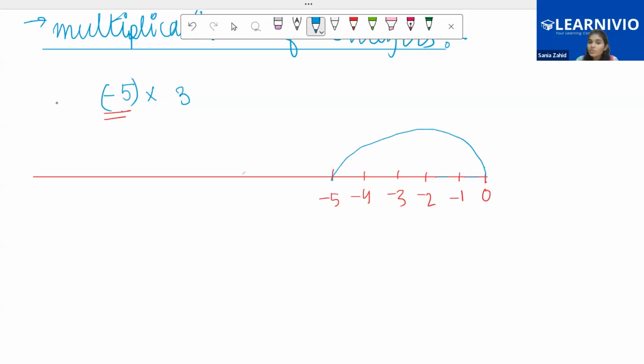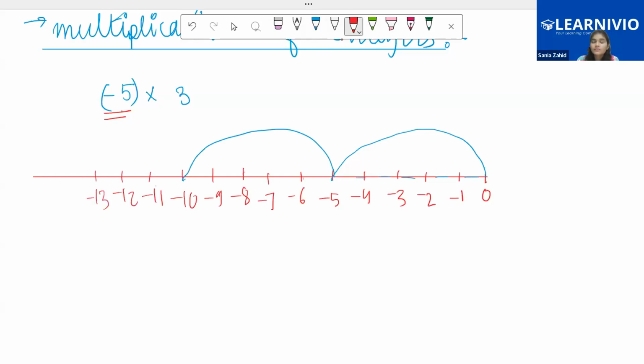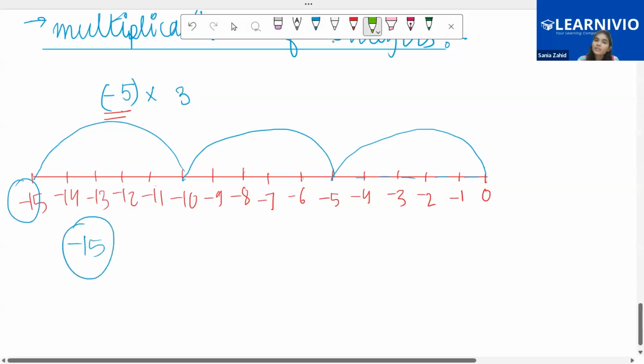Now how many numbers are there? 1, 2, 3, 4, 5. I went minus 5 to the left side. So again, you have to do this 3 times, to get minus 6, minus 7, minus 8, minus 9, minus 10. So when you go again, 5 numbers, you reach minus 10. When you go the third time, you reach minus 15. So what is your answer now? Minus 15 is your answer. So minus 5 multiplied with 3 gives you minus 15.